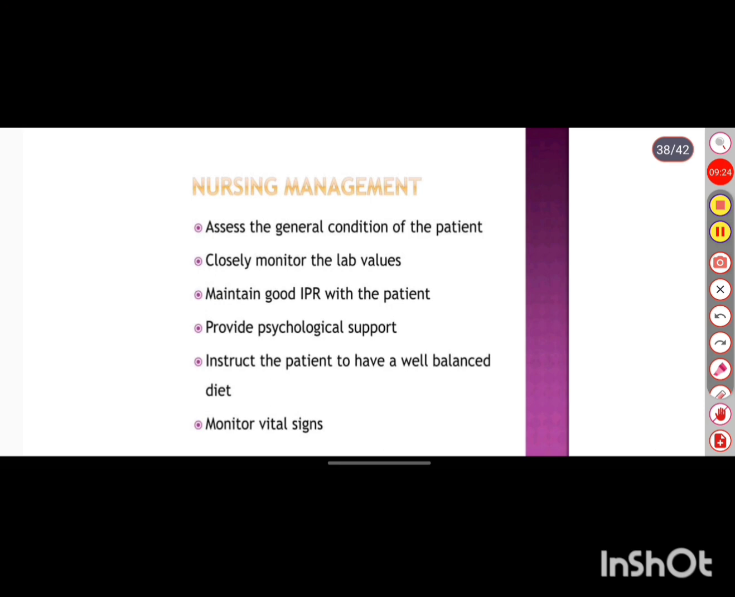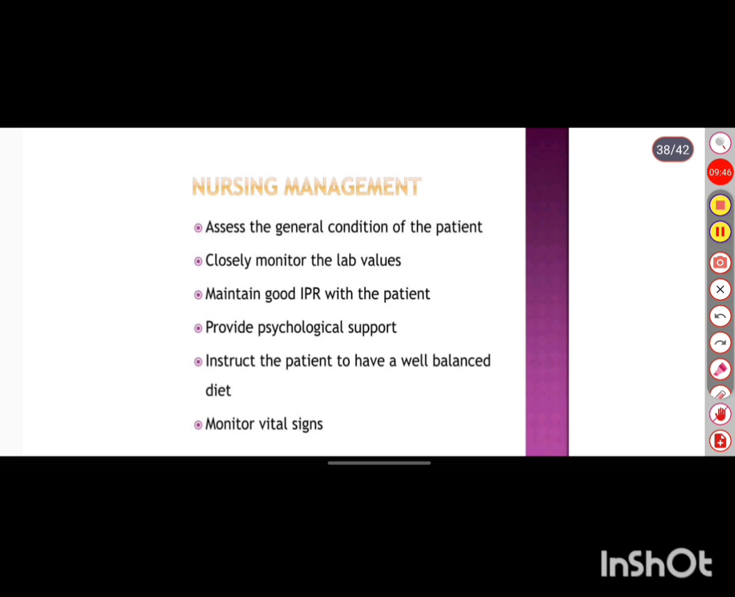Next, we'll see the nursing management for leukemias. First of all, we should assess the general condition of the patient and closely monitor the lab values that we get every day. Maintain a good interpersonal relationship with the patient and the parents of the child. Provide psychological support and monitor vital signs. And if it's an older child, we can ask them to have a well balanced diet.